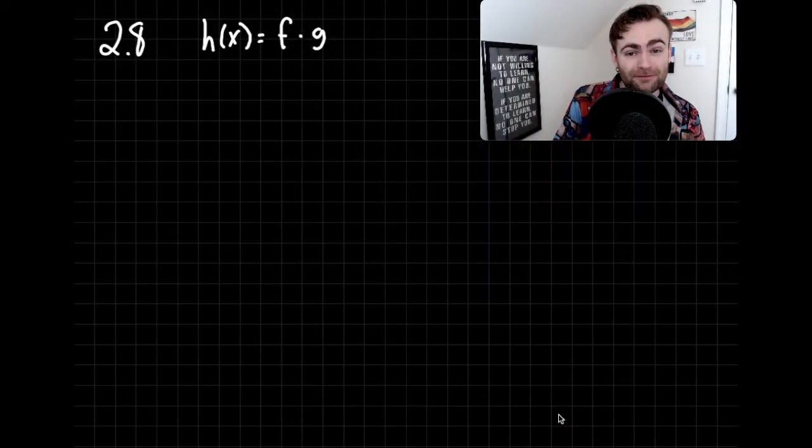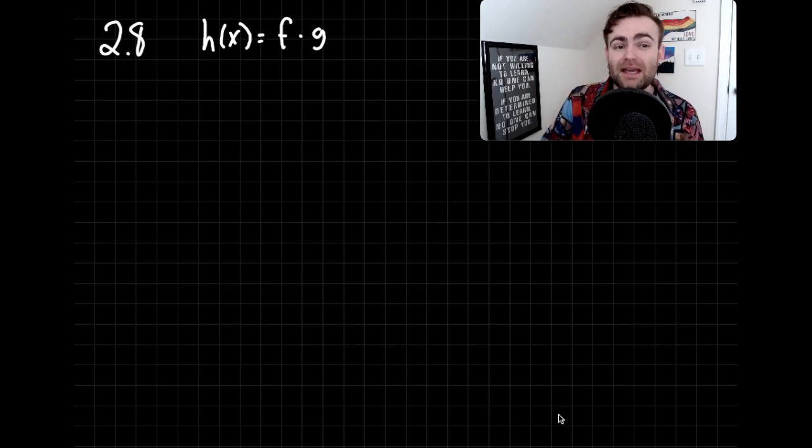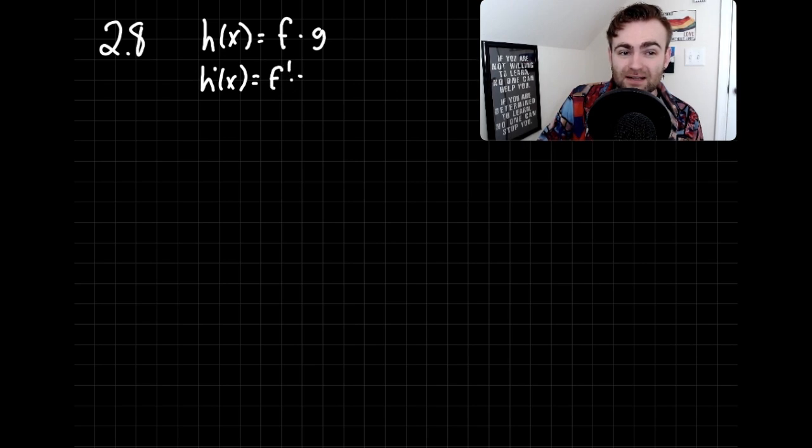What happens when you have a function times another function? In this case, if we have an f times a g, well, that h prime of x would be equal to f prime times g plus g prime times f.